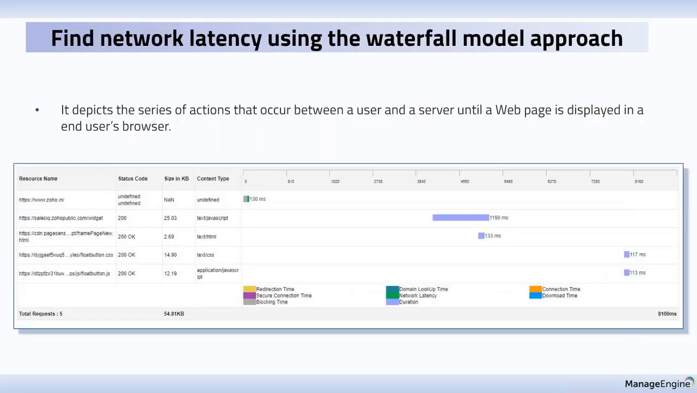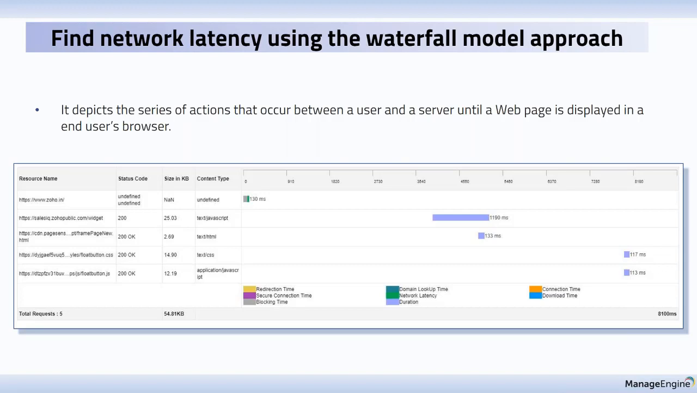You can find the network latency using the waterfall model approach, which is available in the real browser monitor itself. It actually depicts the series of actions that occur between a user and a server until a web page is displayed in the web end user's browser.